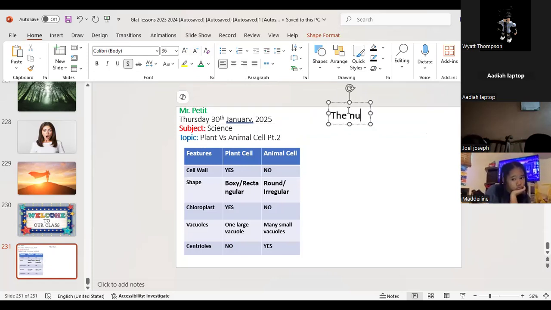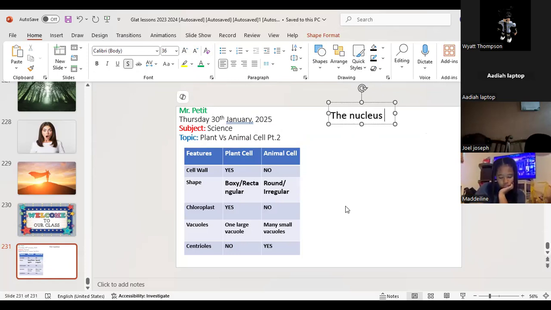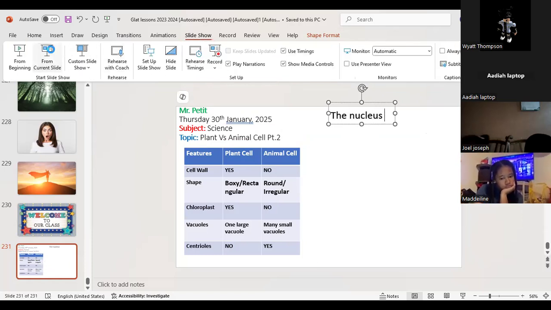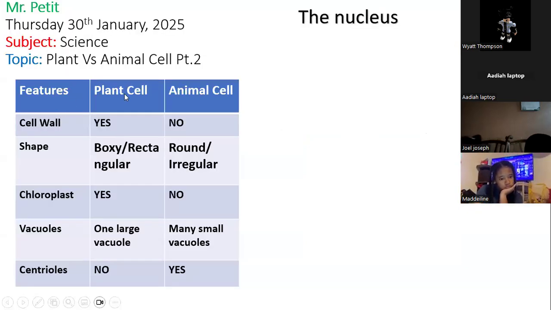Excuse me, Mr. Petit, yes. I write in the thing, but it isn't like doing all the words. No, every time, that's what you have to say. Just write it in a sentence. So you say plant cells have a cell wall, animal cells do not. Plant cells have a boxy rectangular shape. Animal cells are round and irregular. Plant cells have a chloroplast, animal cells do not. So write it in words. You understand? Do you understand, Adaya? Yes, sir.